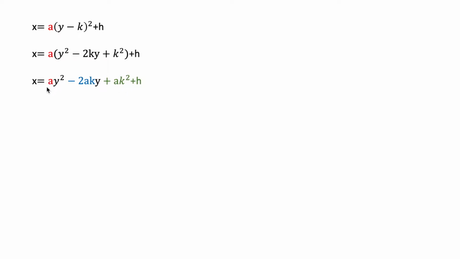The a term is just the a. The b term is equal to negative 2 times a times k. And the c term is a times k squared plus h.